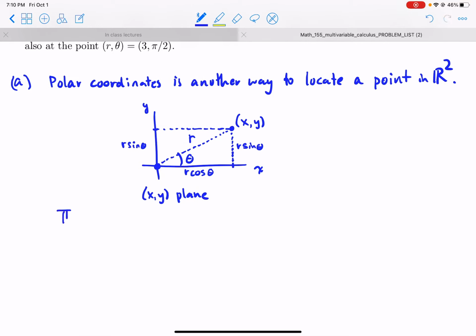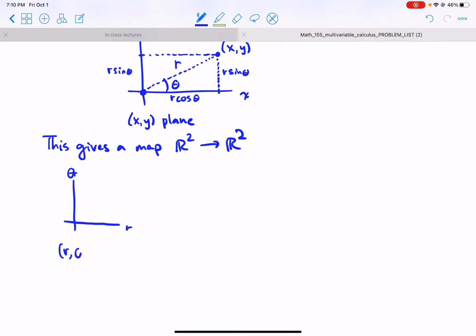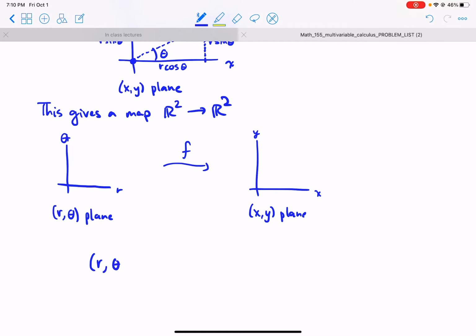And this gives a map from R2 to R2. And it goes from the r theta plane, so this is the r theta plane, to the xy plane. And what does it do? Well, it sends r theta, this map F, I'll call it. We always call maps F, I guess, to the point r cos theta and r sine theta.